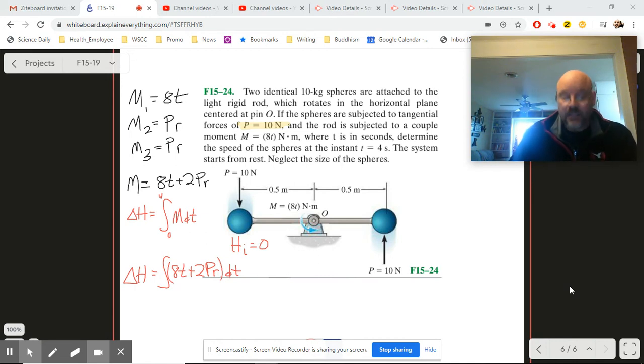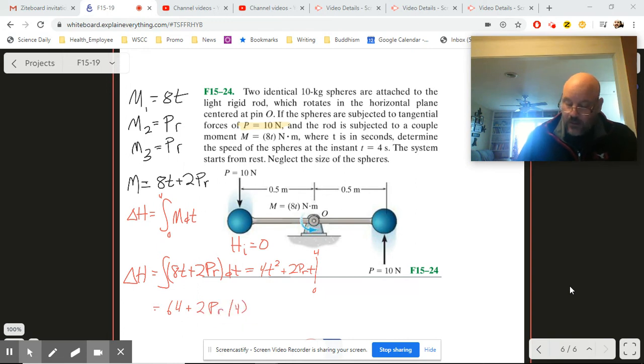All right, so let's carry that out just a little bit further here. I'm going to go this way with that. So we got 4t squared plus 2PRt integrated from 0 to 4 seconds, just like that. So if we plug in our 4, we got 4 times 4 squared, which is 16, so that is 64. So we've got 64 plus 2PR times t, which is 4.